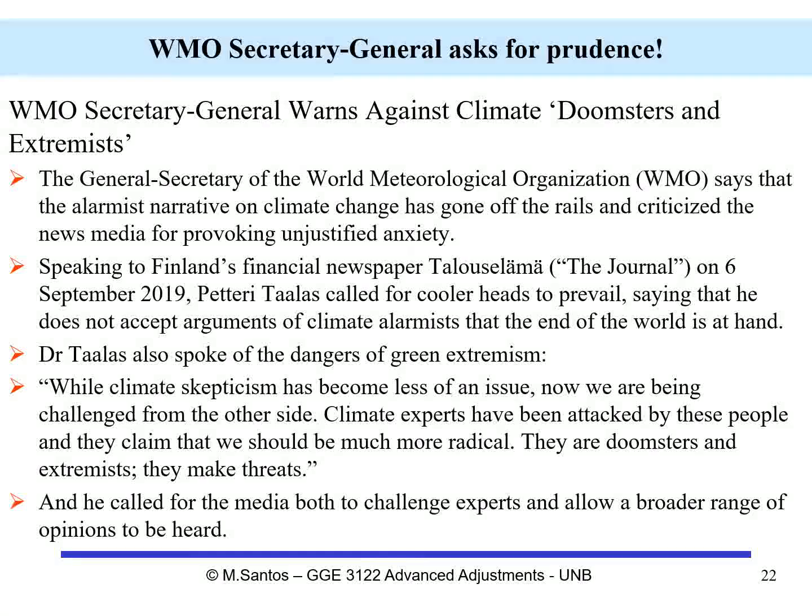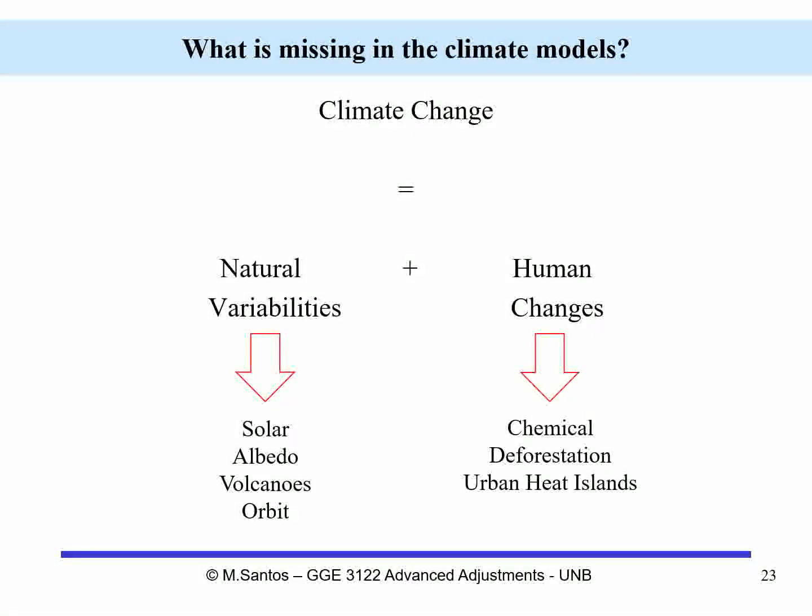Now, just a quick discussion on climate models. Climate is controlled by natural variability and human changes. Natural variabilities, we have the solar and cosmic forcing, volcanoes, and the position of the Earth with respect to the Sun, the so-called Milankovitch cycles. Human changes, we have chemical contributions, deforestation, and urban heat islands.